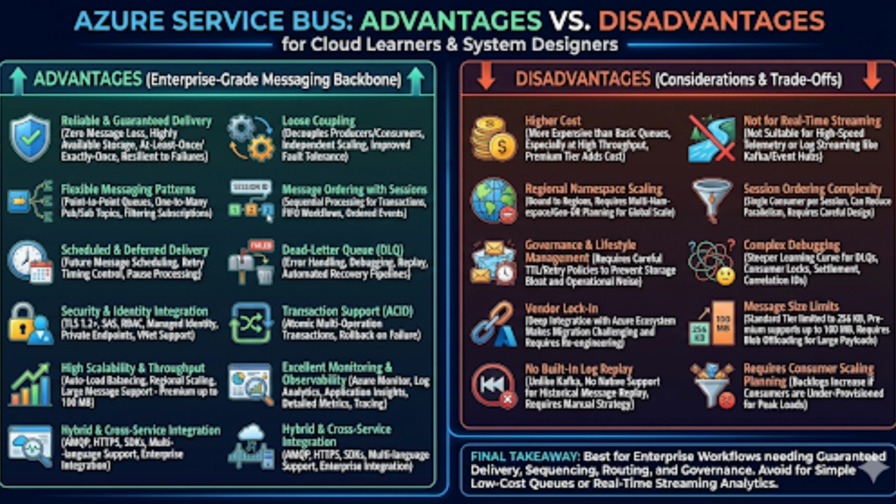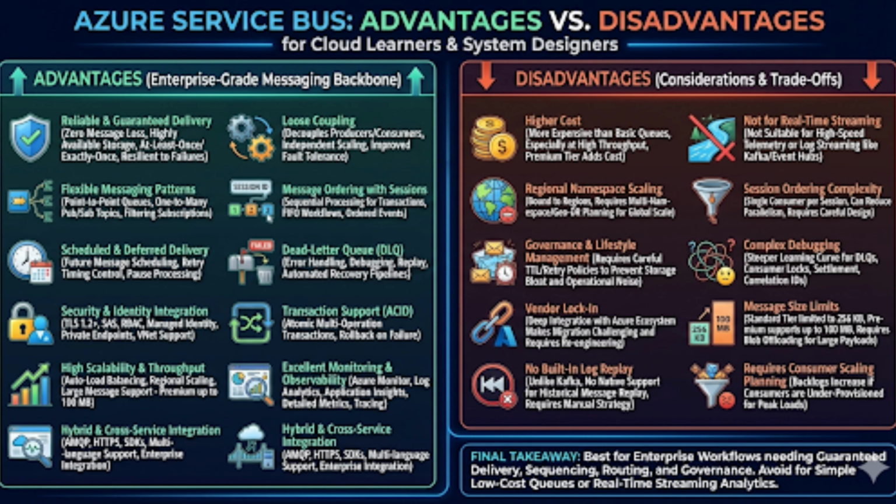4. Session ordering requires single consumer discipline. Sessions guarantee order, but only one consumer can process a session at a time. If sessions are misused, they can reduce parallelism and slow throughput. This demands careful consumer design and session distribution planning.